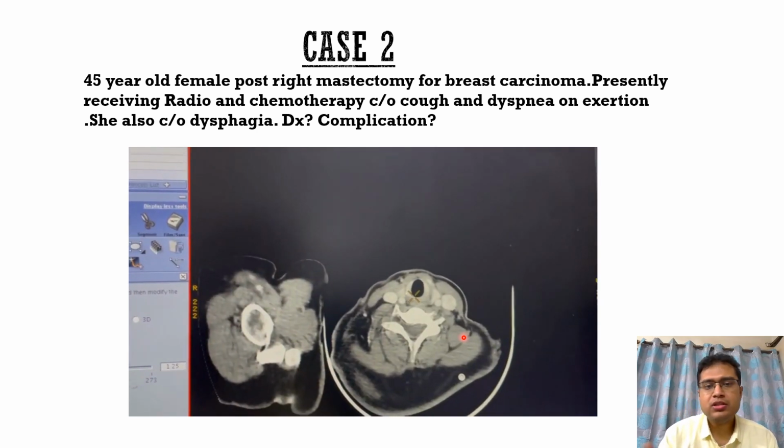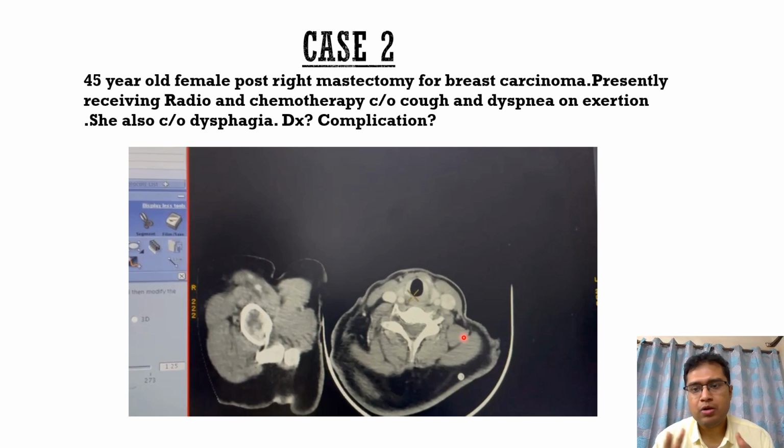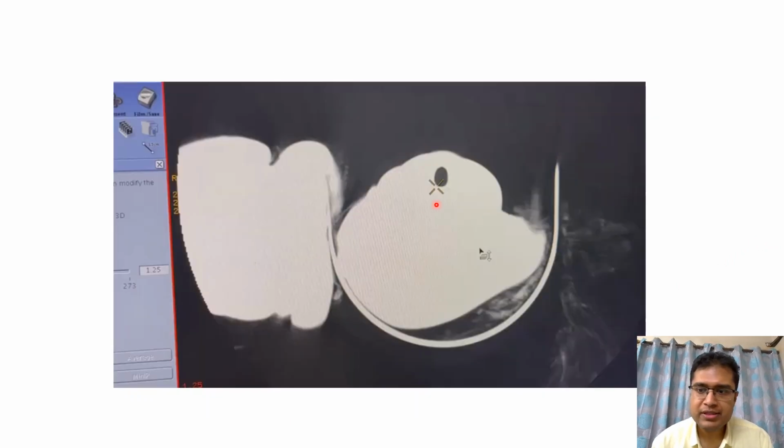So based on this, what do you think the diagnosis is? So she's receiving radiotherapy currently. So it's actually a radiation induced lung fibrosis. So why is she having dysphagia? Did you notice something while I was scrolling? So that is an important thing. We'll see the picture again.